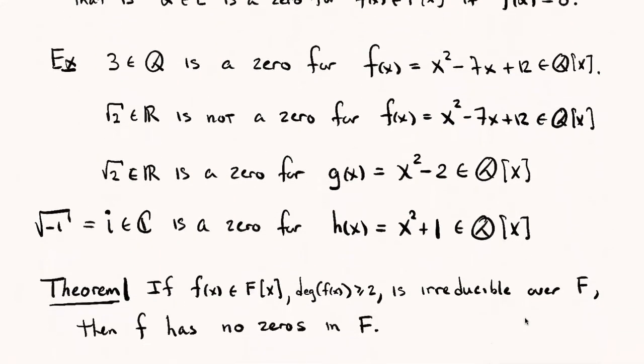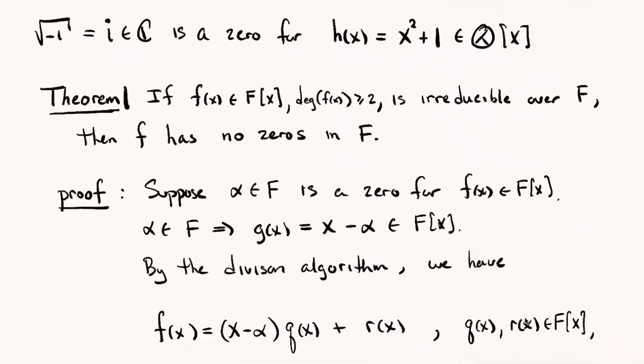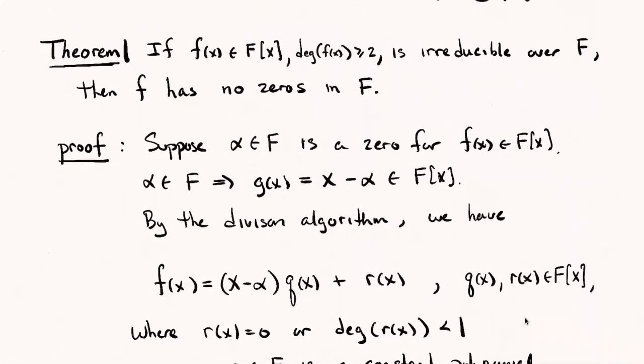cool. So here's a big theorem, our first theorem of the lecture. If you take a polynomial over F and its degree is at least 2, so it's quadratic or higher, and it's irreducible over F, then it can't have any zeros in F, right? So if you take a polynomial that's got degree at least 2 and it's irreducible over your coefficient field, then it cannot have any zeros in that coefficient field, okay? And I'm going to prove this by contrapositive.